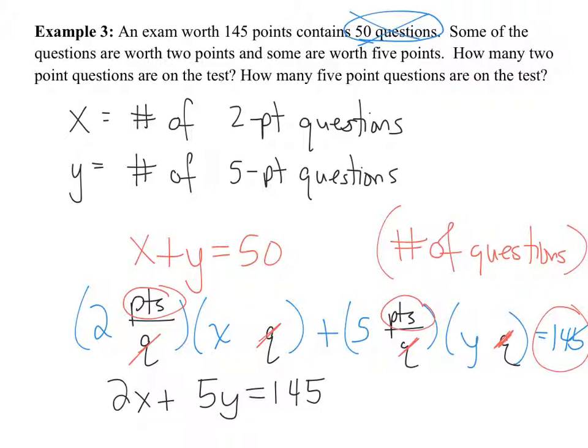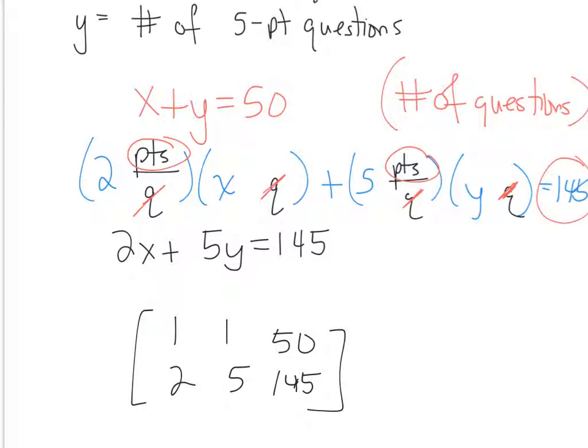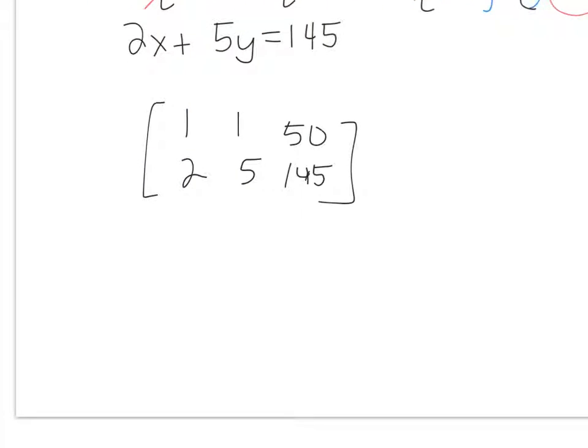Now, if I want to solve these 2 equations together, I'd probably multiply this equation by -2 and add it to this so it cancels out the x, or multiply this by -5 and add it to cancel out the y, or simply go to your matrix. Okay, if I go to my matrix, it'll be like this. 1, 1, 50, 2, 5, 145. Okay, if I do row reduced echelon form of that, I'm going to get 1, 0, 0, 1.